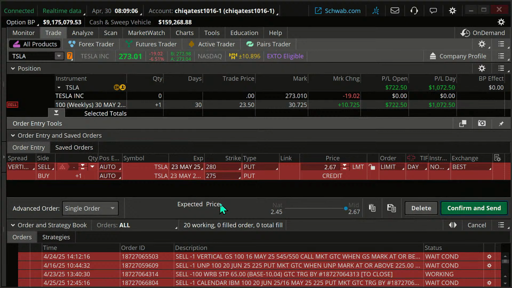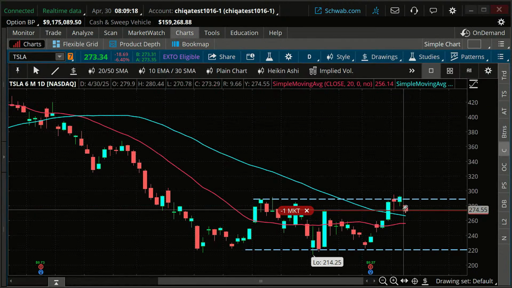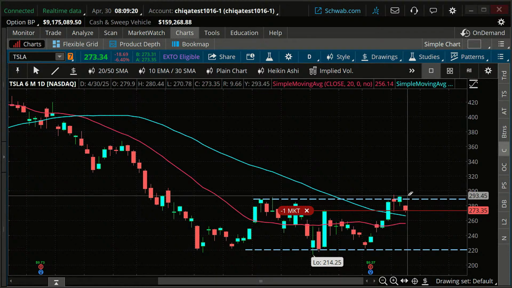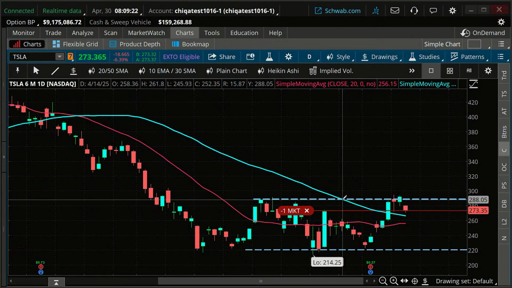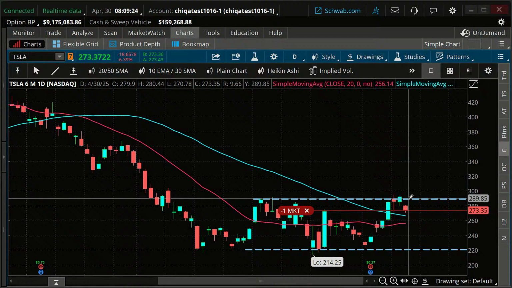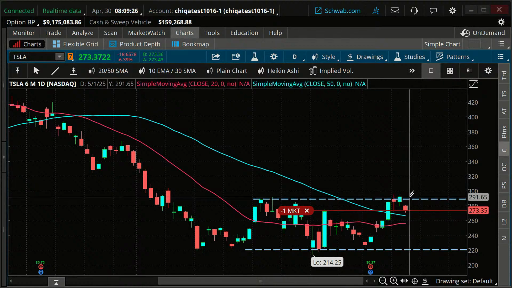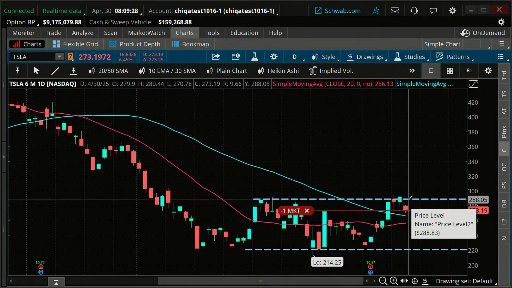What do we want on this trade? We want the stock to stay above 280. What's going to give us confidence, although there's certainly no assurance, that it's going to stay above 280? The fact that we're only going to get in if we break above this old resistance level, presumably a new support once it's broken there.